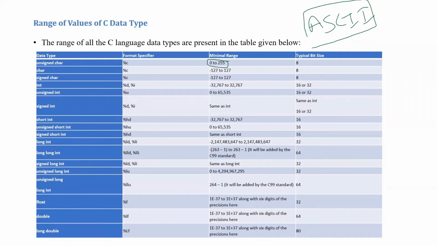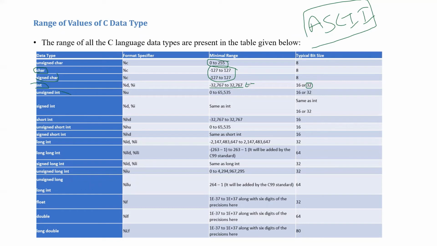Similarly, if it is a char, by default it is signed. So whether you mention signed or not, both are the same: minus 127 to 127. And integer. Integer has the range minus 32,767 to plus 32,767. So it is using 2 bytes of memory. And if it is using 4 bytes of memory, the ranges will be changed.